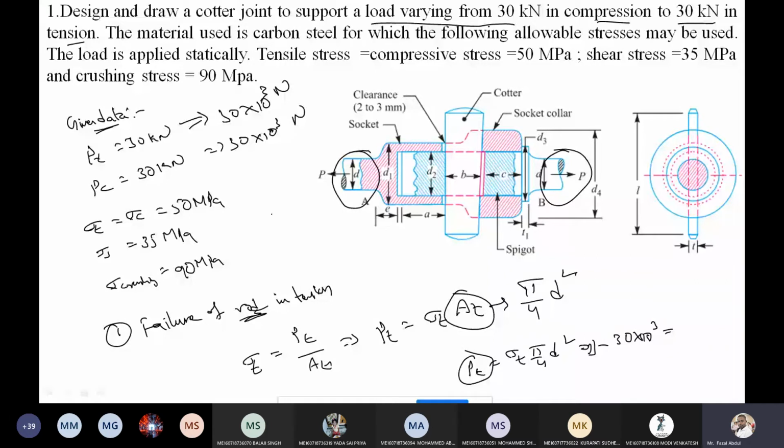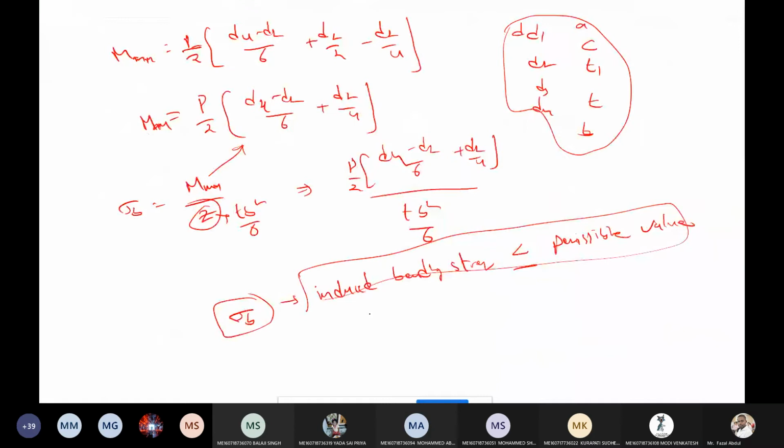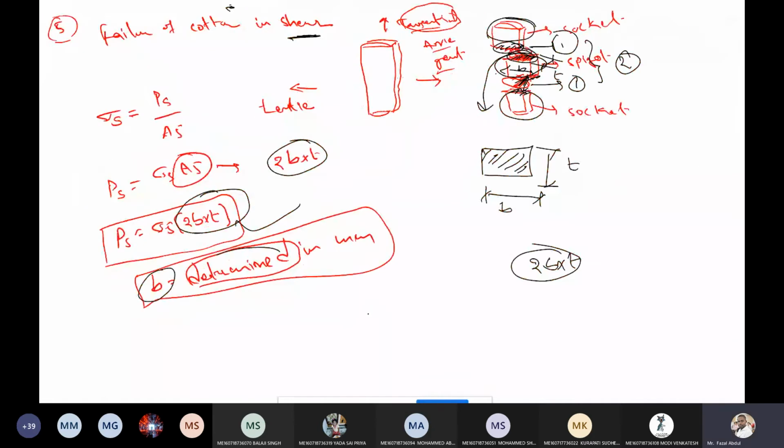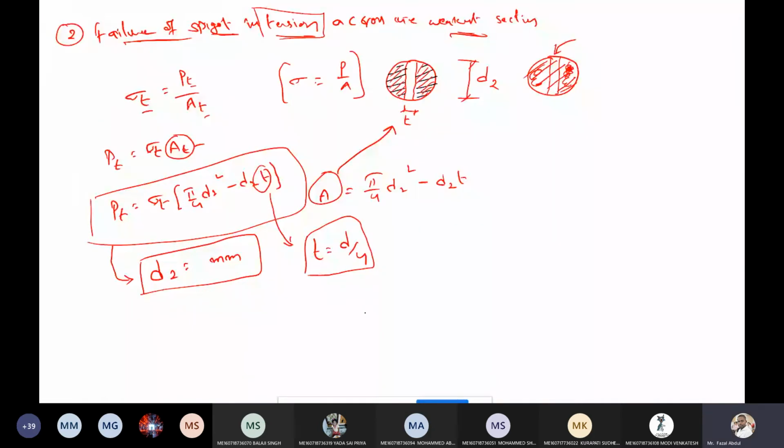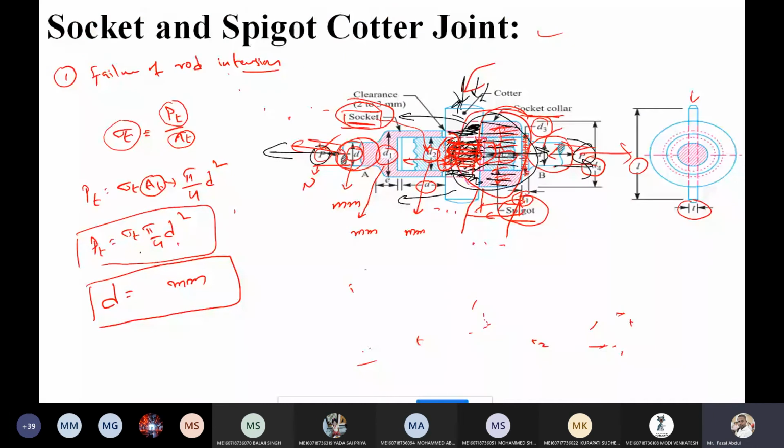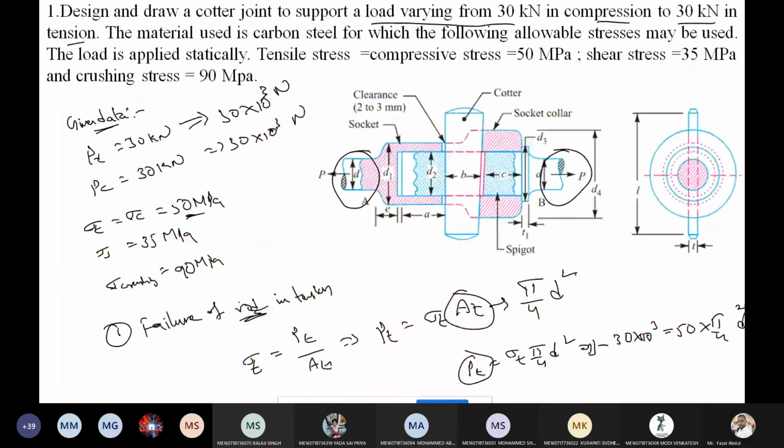Sigma t value is given as 50 megapascal. So here, 50 equals load into pi by 4 into d square. Now, what I said in the design procedure: with this equation, d is going to be determined in mm. So here I am calculating the d value. Substitute, everything is written on screen. Now tell me the d value.